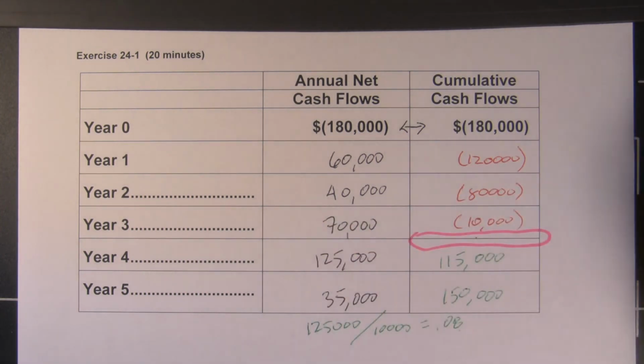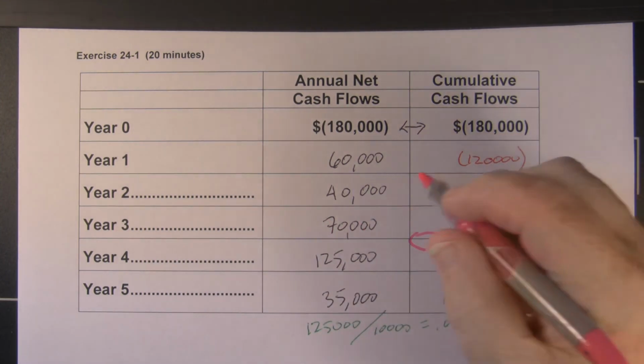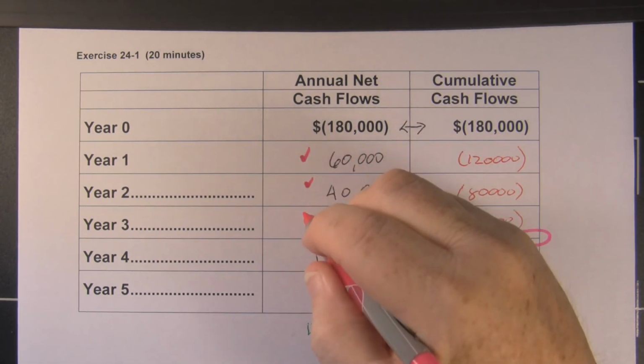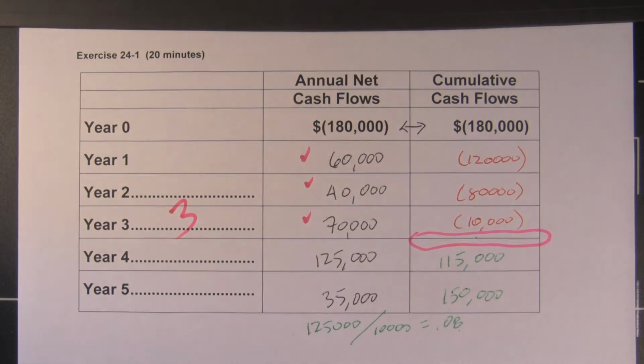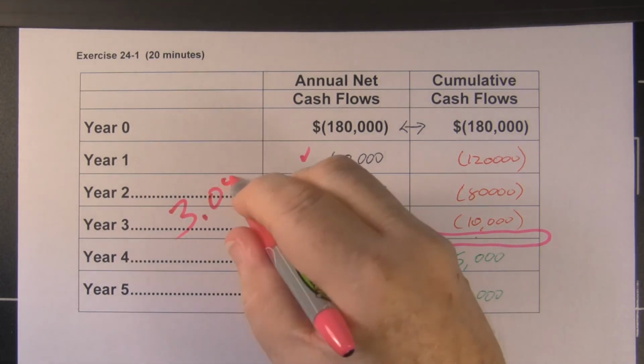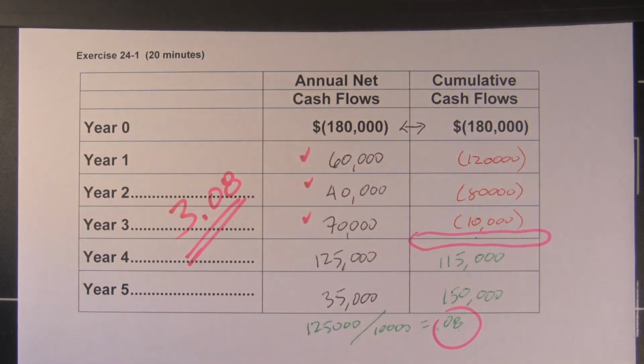So the payback period for this would be a total of the 3 years. 1, 2, 3. 3 years plus the 0.08. So the payback period for this problem is 3.08 years.